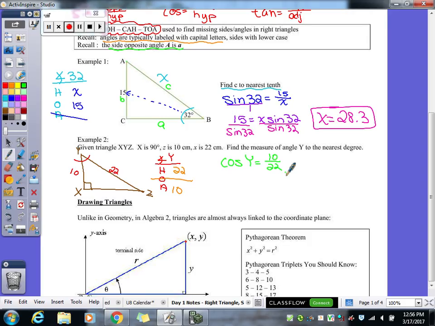So now this time we're looking for the angle. Last time we were looking for a side. This time we're looking for an angle. So that's when we got to do our cos to the -1. By doing that, that cancels out and you're left with just a y there. So then in your calculator, to get your cosine of the -1, you got to push the second button and then your cosine. And 10 divided by 22. So let's have you go ahead and do that. Tell me to the nearest degree. Yep. So angle y equals 63 degrees.